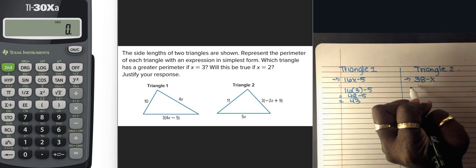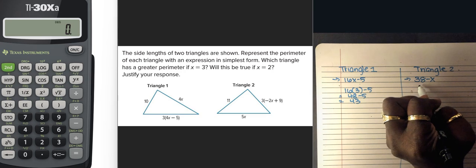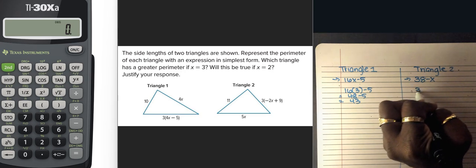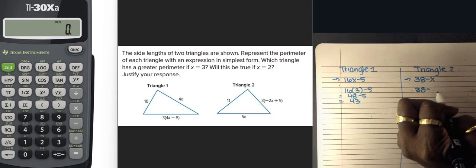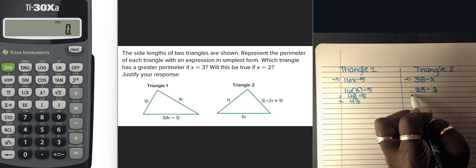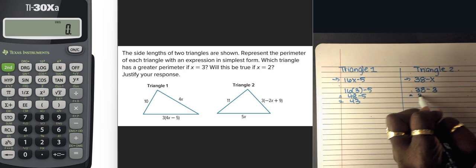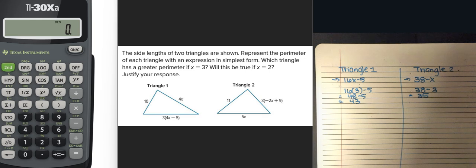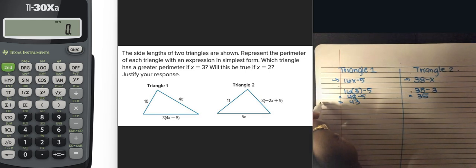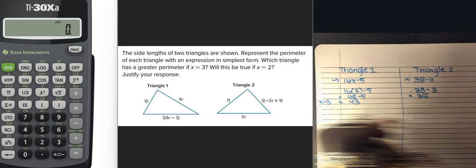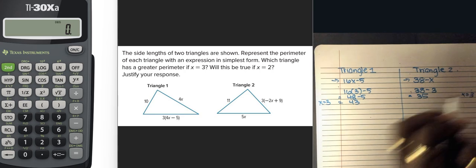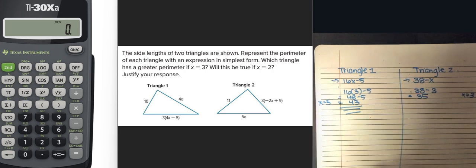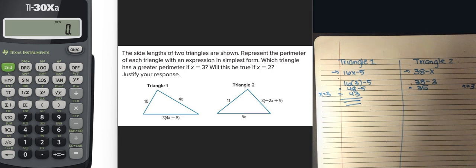Triangle 2, let's see, 38. We're going to rewrite that. 38 minus x. x is going to be 3. So what we have is 38 minus 3. That gives me 35. So when x is equal to 3, our largest perimeter is going to be for triangle 1.